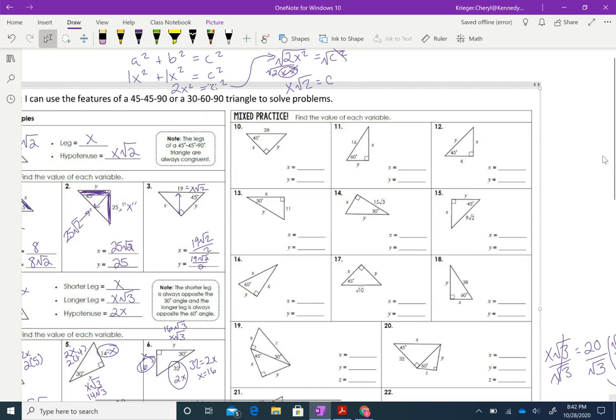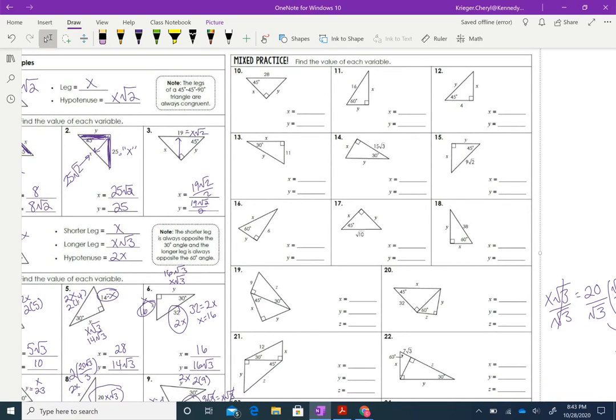So let's do some mixed practice. And I'll pick some of the harder ones and leave you guys some of the easier ones. So I will do 16, 17, and 18 and leave you guys 10 through 15. Okay, so number 16 is a 30, 60, 90. Okay, it's mixed practice, so it's good to label so you don't kind of get confused.